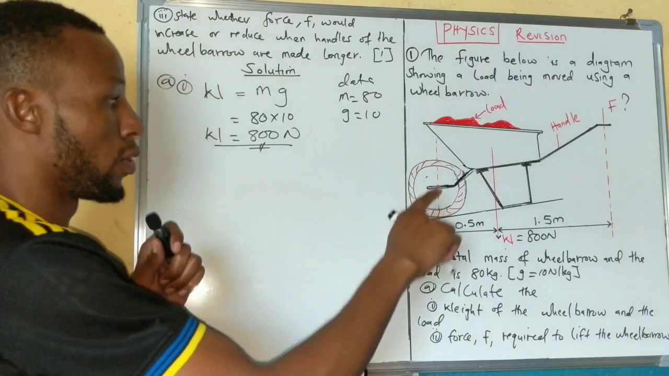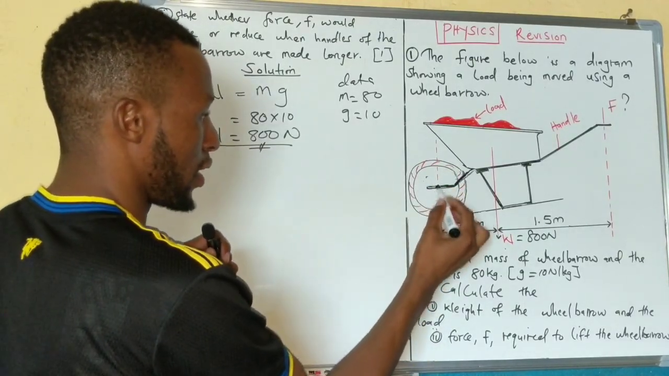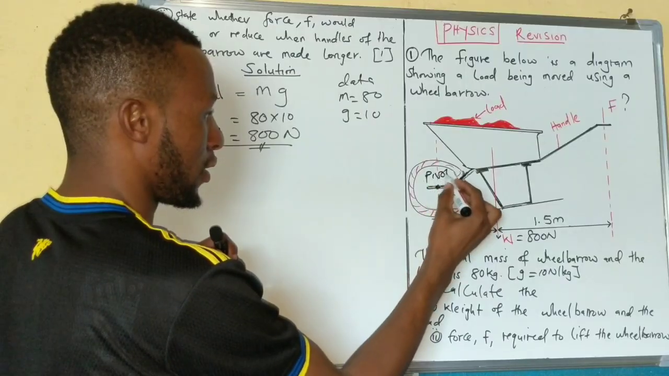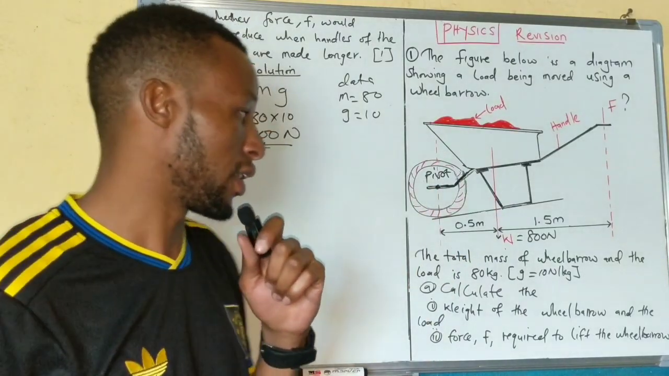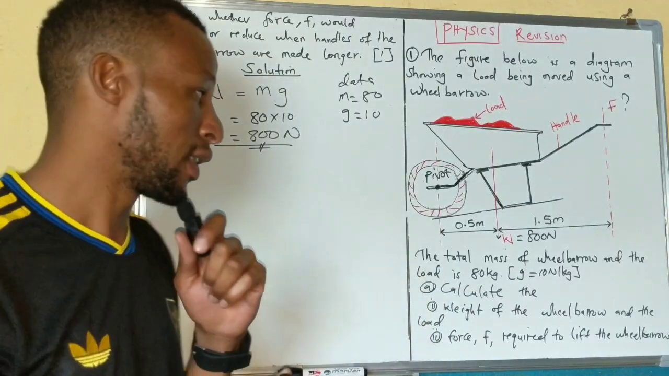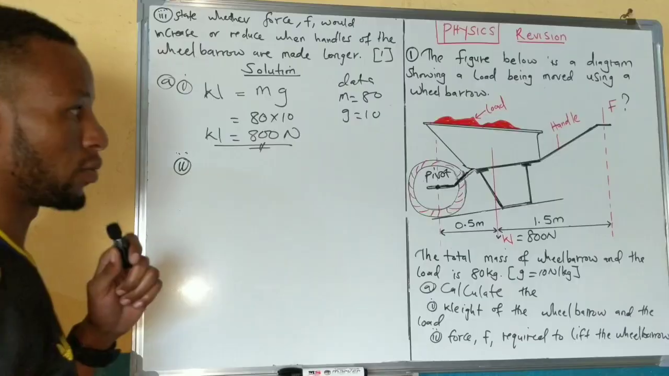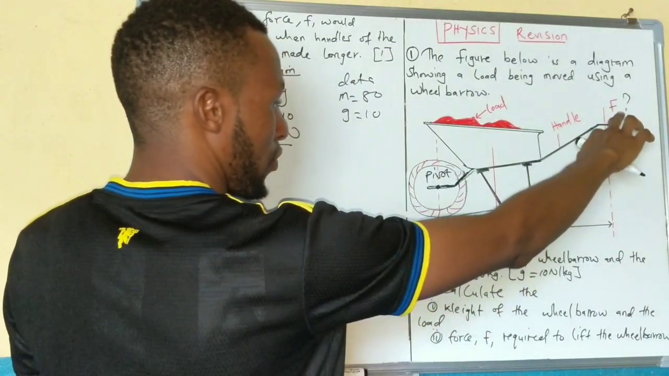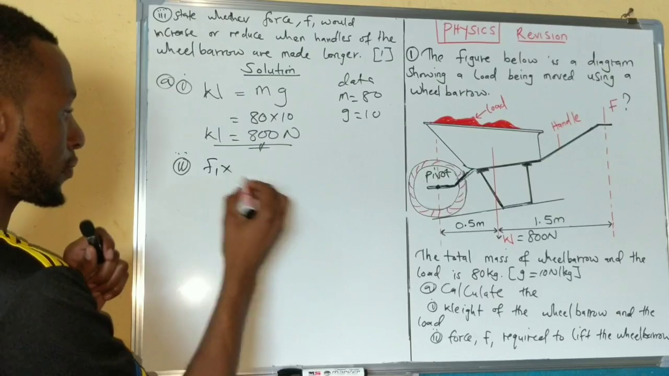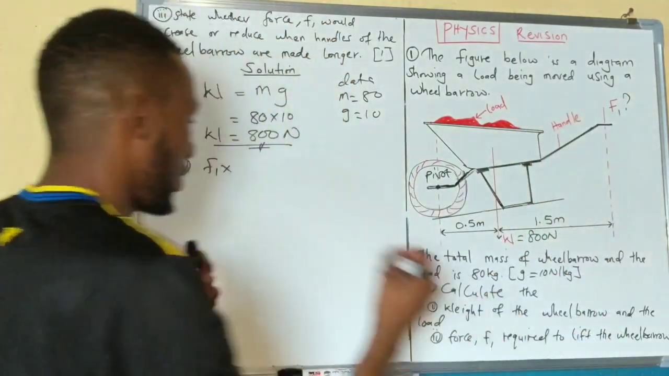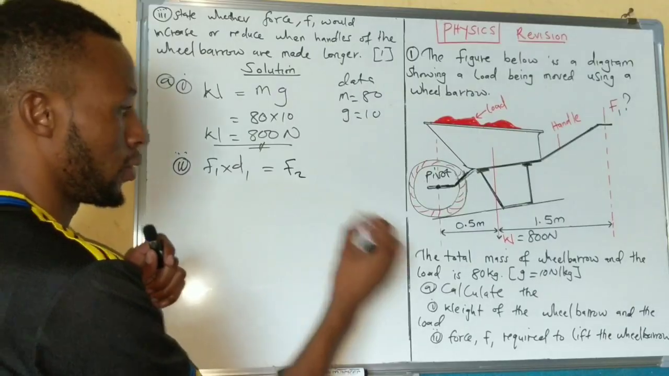At the same time, on this wheelbarrow, we have a turning point, which is this part here. So this will act as the pivot. If you have a pivot and you have two forces acting in different directions, then the principle of moments can apply. So this is how we're going to apply the principle of moments. We have two forces, this force and this force right here. So we'll say force 1, we'll represent this as our force 1 times distance 1 equal to force 2.